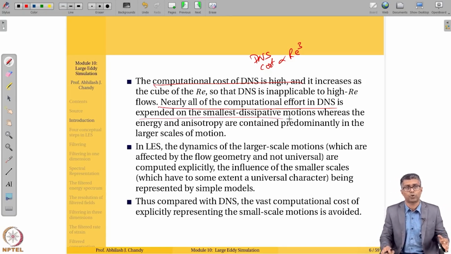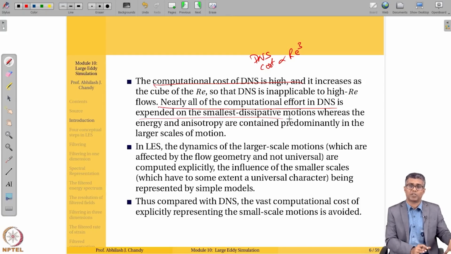What do I mean by anisotropy? The directional bias associated with where the flow is going. If you have a jet flow, the flow is going from left to right, for instance. So there is that directional bias. Yes, there are motions in the vertical and transverse directions. However, flow is predominantly from left to right, in the axial direction, in the direction of the flow, correct? So there is that anisotropy, and it is mostly there in the large scales.